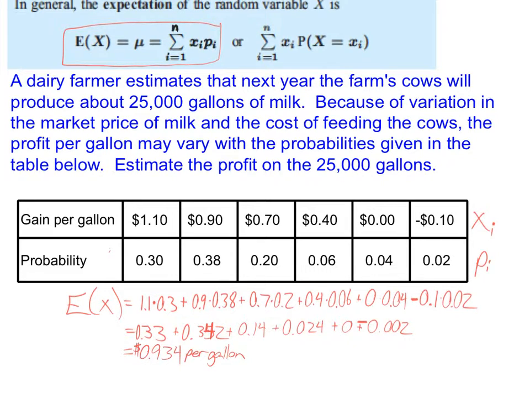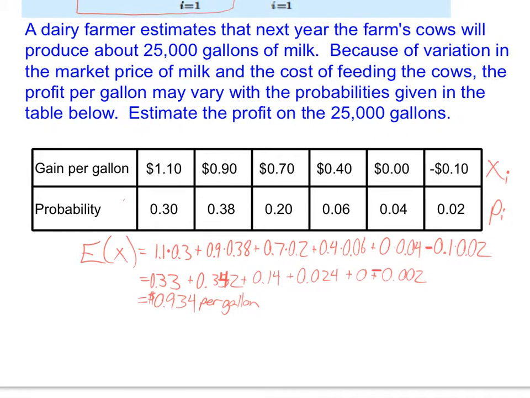We can expect over the course of a whole year, yeah, sometimes we're going to lose money, sometimes we're going to make a lot, sometimes we're not going to make much, but we can expect an average or a mean of 93.4 cents per gallon profit. Okay? So now this farmer knows that, okay, if I'm going to produce 25,000 gallons, what's his total profit going to be?